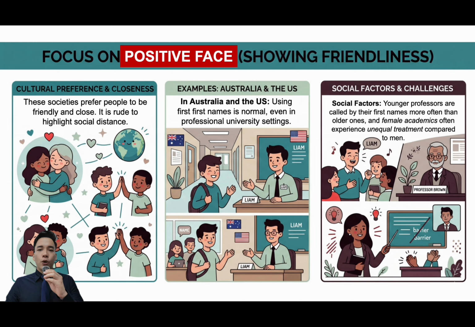Then Brown and Levinson's theory explains politeness through face. Negative face is about freedom and not being controlled. Positive face is about being liked, accepted, and valued. Finally, cultural differences show that some societies focus more on negative face and social distance, while others focus more on positive face and friendliness. So, the main message is, politeness is not universal in one simple way. It is socially learned, culturally shaped, and connected to relationship.